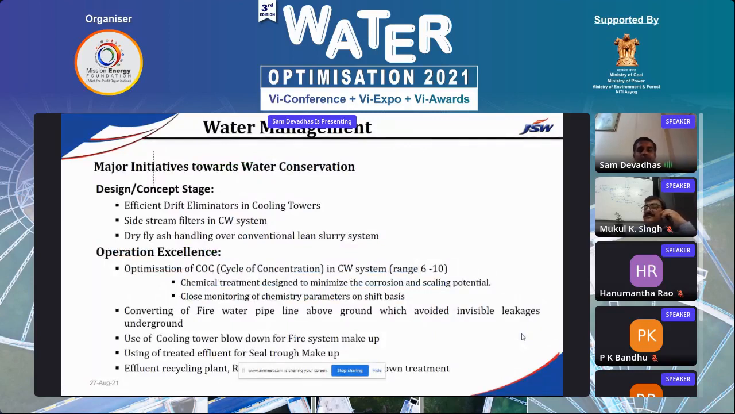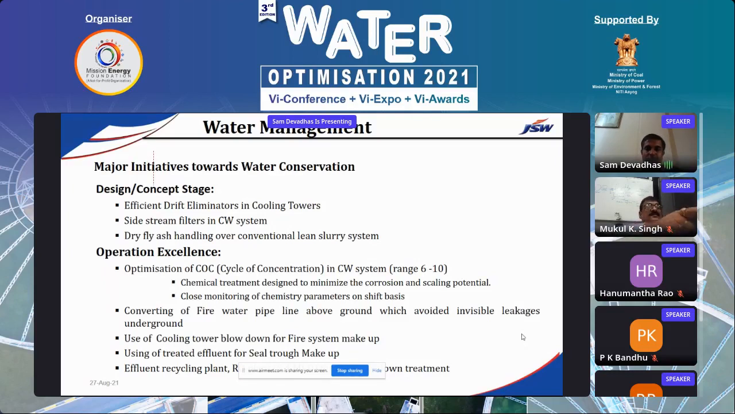So the water management, one of the major things, is that we recently installed new drift eliminators in the cooling towers. The earlier drift eliminators we used had higher drift loss, so we thought of using anti-clogging trickle grid type fills, because as the plant is adjacent to the neighboring steel plant, it is more prone to a dusty atmosphere, so clogging of CT fills is very frequent. After a prolonged study, we came out with the idea of installing hybrid anti-clogging cooling tower fills with drift eliminators, which considerably reduce the drift losses.